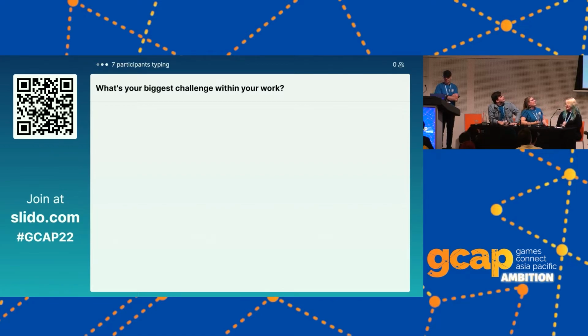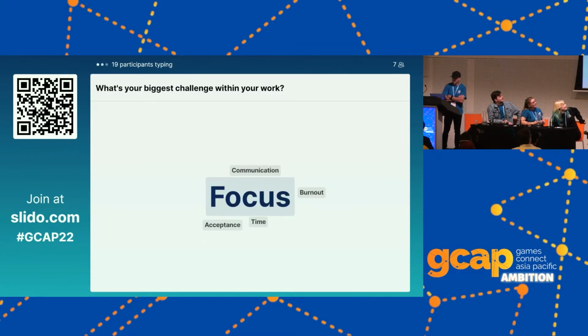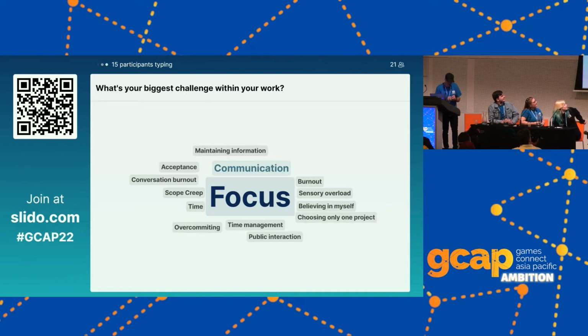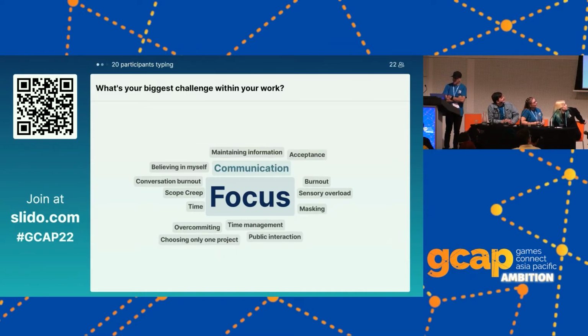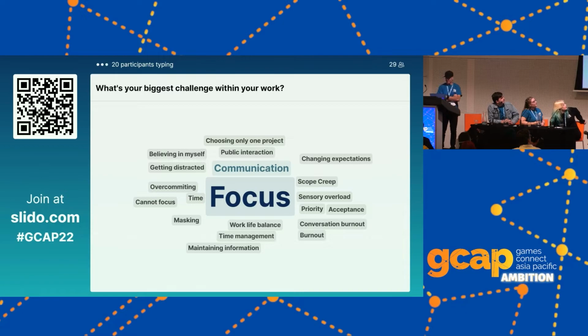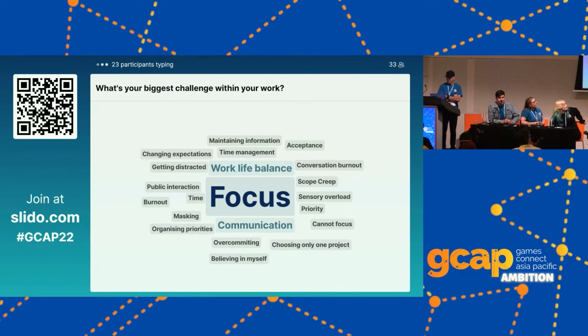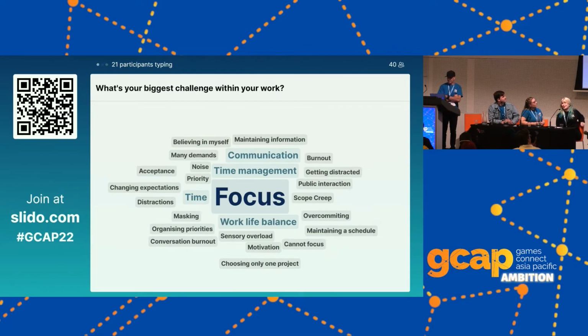Four typing, seven typing, I think it's 11. Oh my god, it's a word cloud as well. Focus, yeah. I'm expecting this to be very validating. It looks pretty huge. Challenge: overcommitting, I get it. Masking, definitely. Oh, I'm a pro at that.